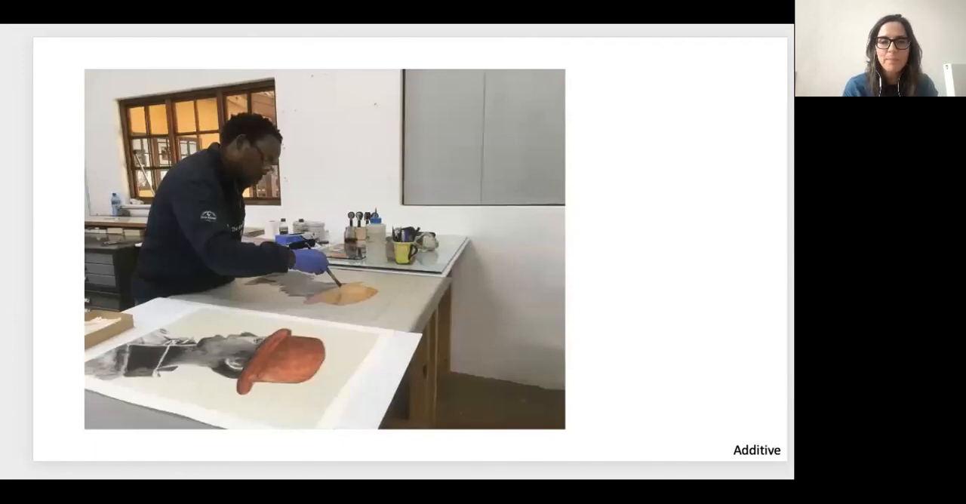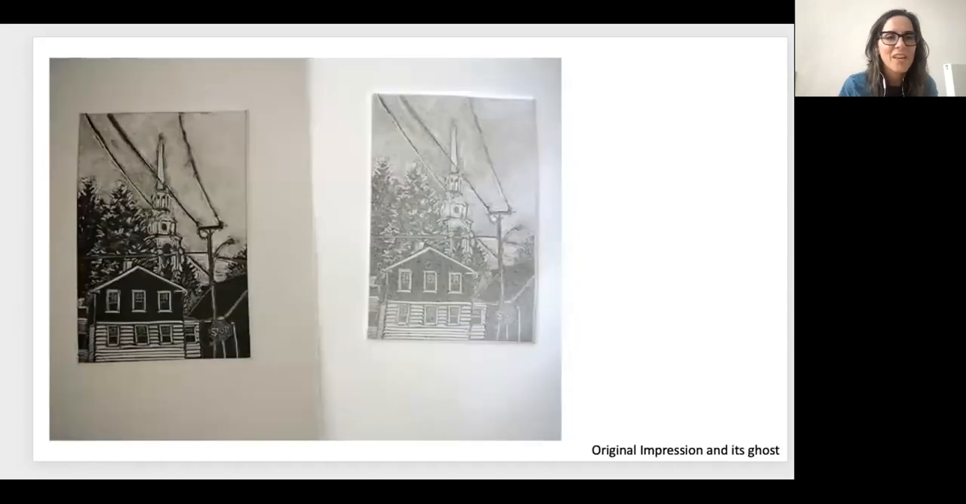The next type of monotype is an additive monotype. So if reductive is putting ink down and taking it away, additive is actually modifying the ink and painting directly on the plate with it, as you see this artist doing here.